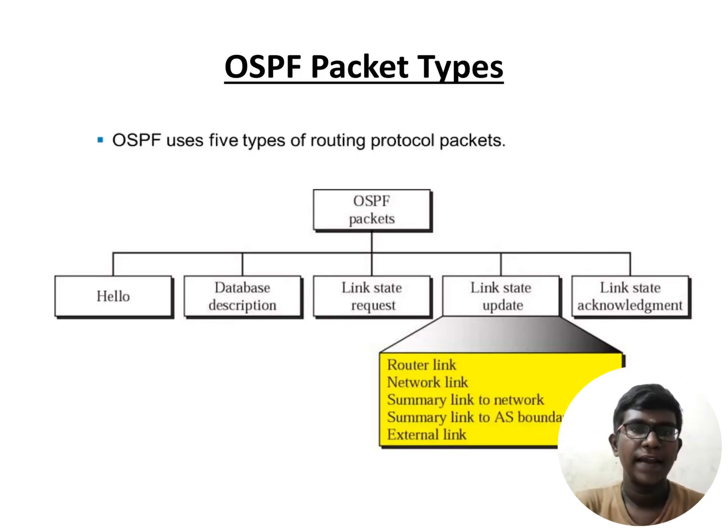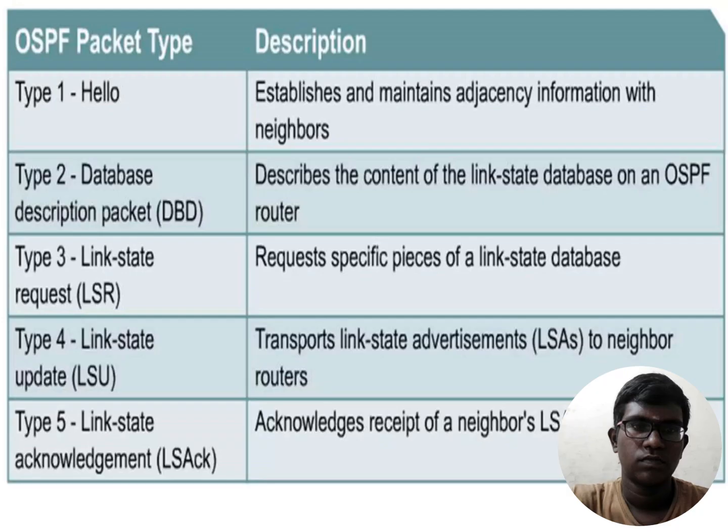OSPF uses 5 types of routing protocol packets, which include hello packets, database description packet, link state request packet, link state update packet, and at last, link state acknowledgement packet. Hello packet establishes and maintains adjacency information with neighbors. The database description packet describes the content of the link state database on an OSPF router.